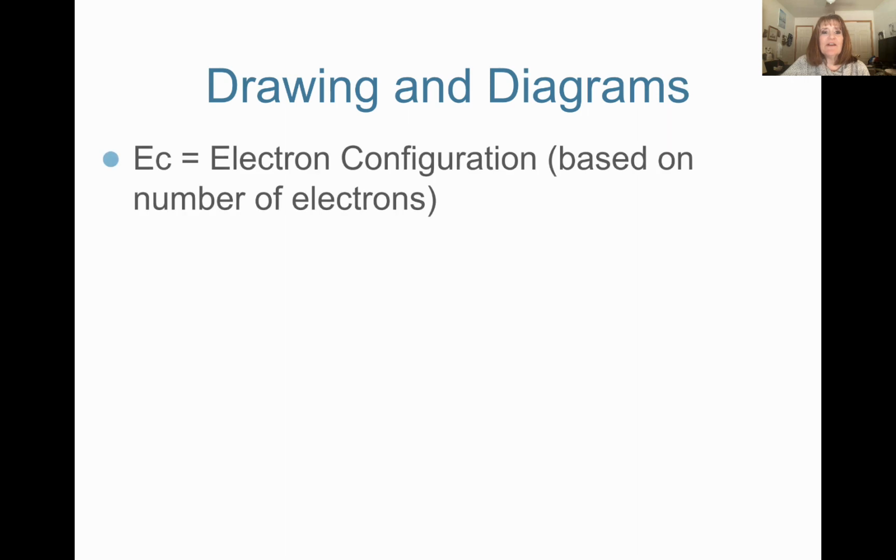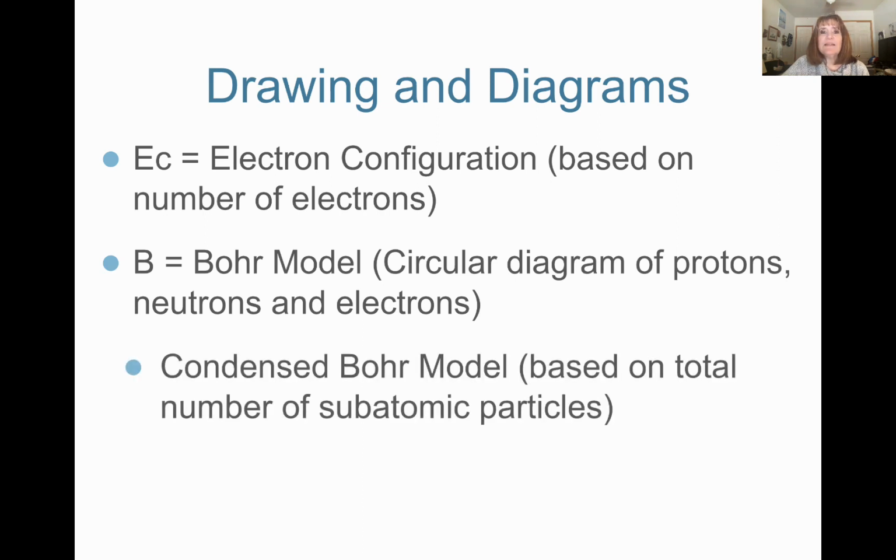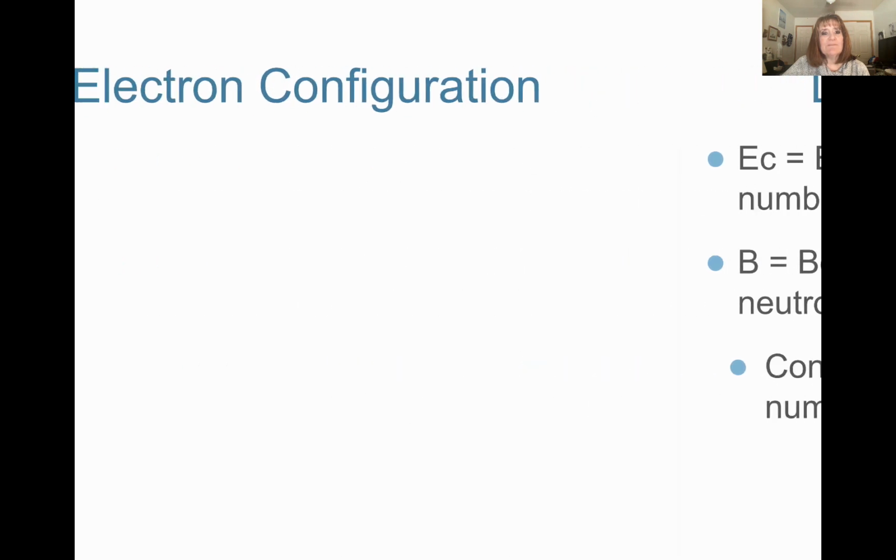So, drawings and diagrams. EC stands for the electron configuration, and it is based on the number of electrons. B is the Bohr model. It's a circular diagram of protons, neutrons, and electrons, but we will actually do a condensed Bohr model. That's where the BC comes in, condensed Bohr model. It is based on the total number of subatomic particles in location.